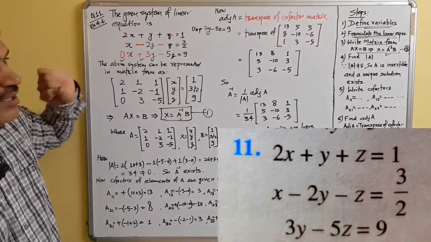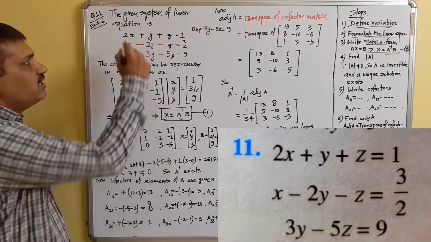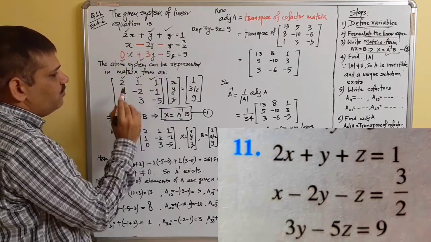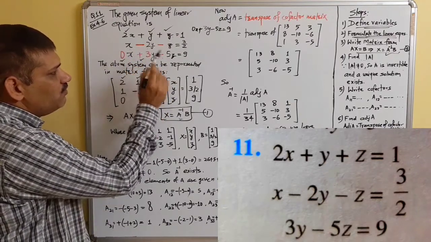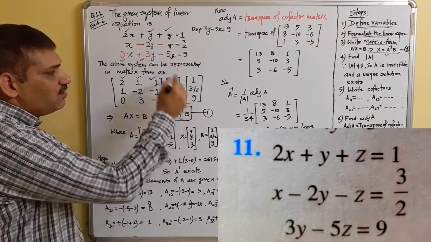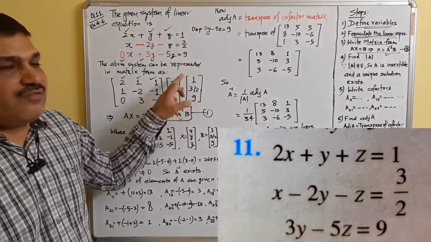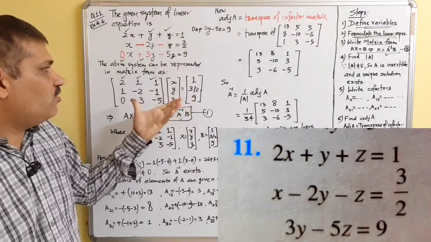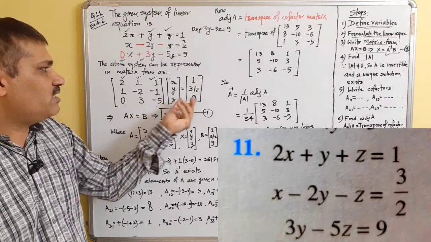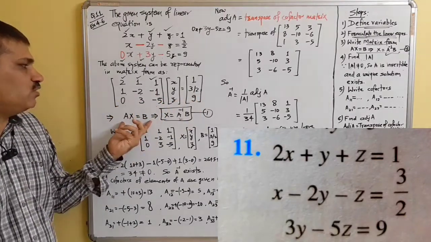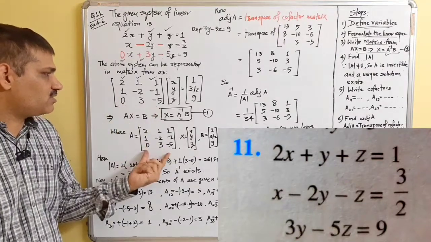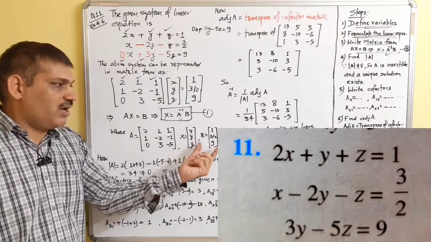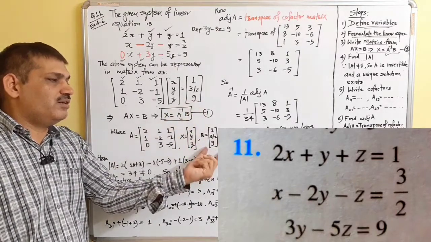So we have the system of linear equations. Now we write the coefficient matrix, that is 2, 1, 1; 1, minus 2, minus 1; 0, 3, minus 5. And the column matrix of variables x, y, z, and the column matrix of constants 1, 3 by 2, 9. Now if we assume this as A, this as X, and this as B, then it is AX is equal to B, where A is this matrix, X is the column matrix of variables and B is the column matrix of constants.